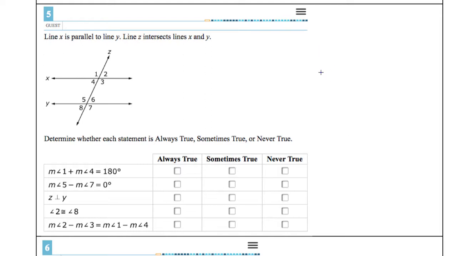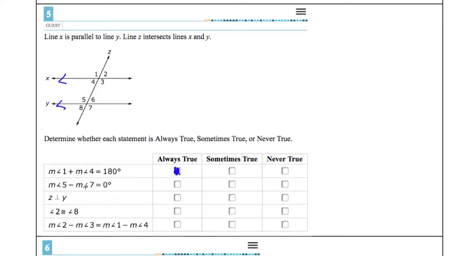Alright, for number 5, you can solve this one using vertical angles and alternate interior angles over and over again. So we know that x and y are parallel, those are good, so these are parallel to each other, and we have a transversal z, good. Always, sometimes, or never. These guys can be tricky. It's saying 1 and 4, the measures add up to 180. Well, 1 and 4, that makes a line, so yeah, that's always true. It's like a theorem, yo.